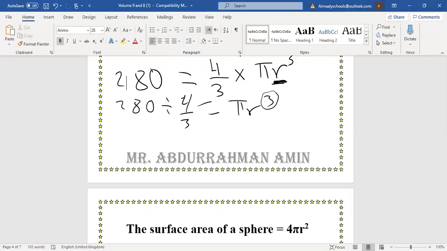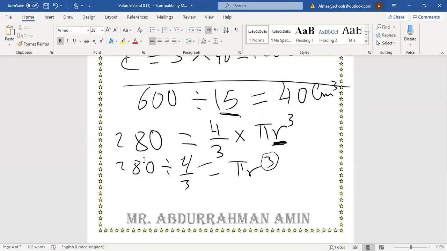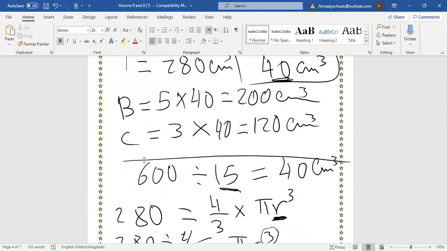Excellent. Very good. And in the same way, you can find the radius of B. Instead of 280, we will write 200. And C, in the same way, you can find the radius of C. Instead of 280, we will write 120. I think it's not hard. Any problem?